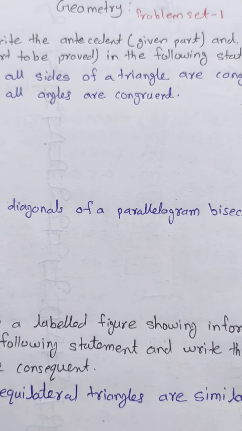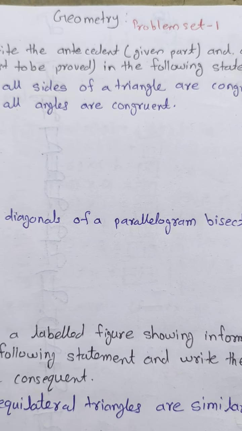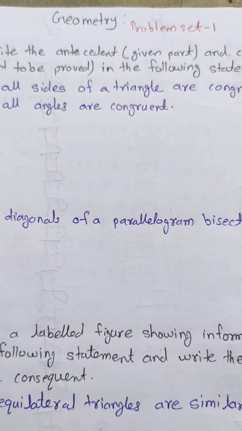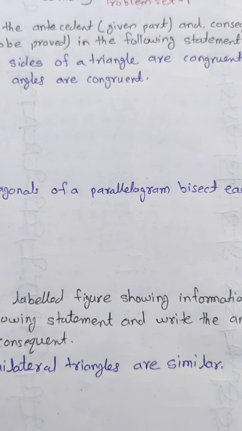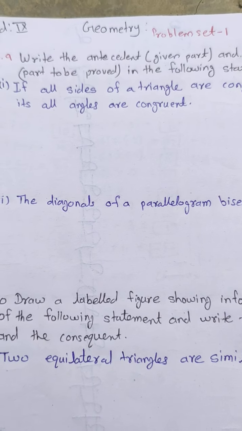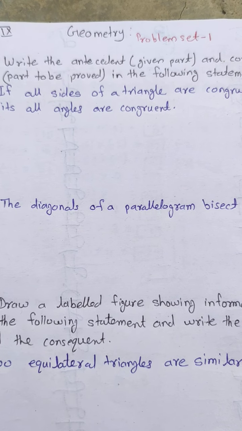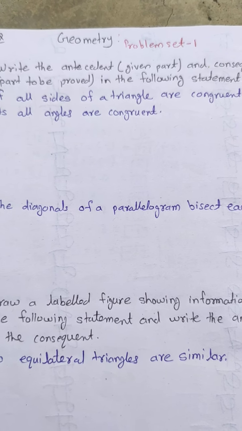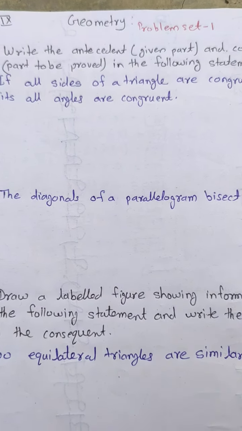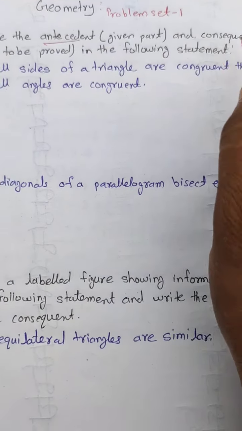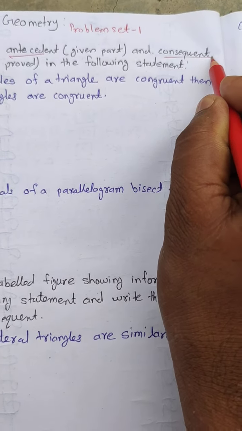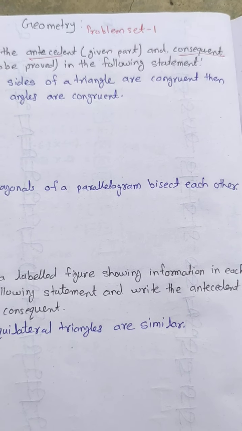Today I am going to complete lesson number 1. From problem set 1, only questions number 9 and 10 are remaining. So today we will complete this. See, question number 9 is there. Write the antecedent and consequent of the following statement. As I said earlier, antecedent means the given part and consequent means the part to be proved.